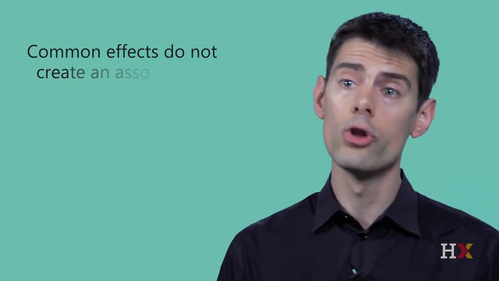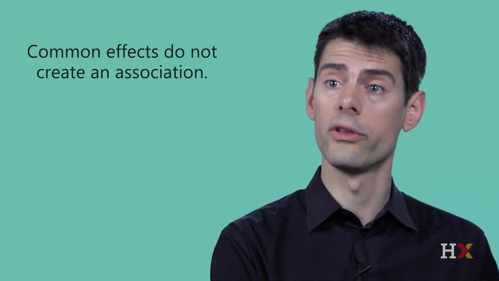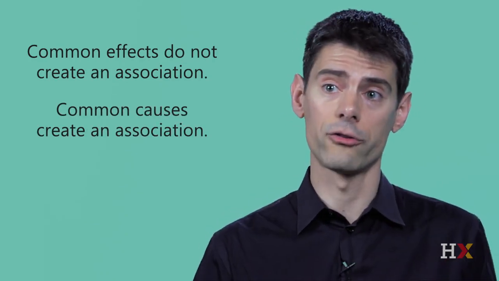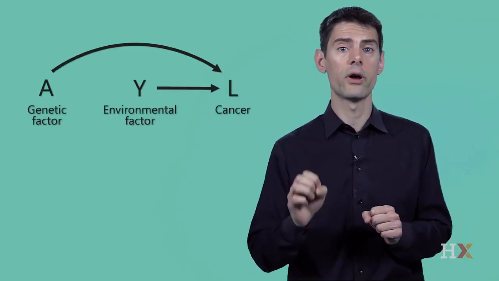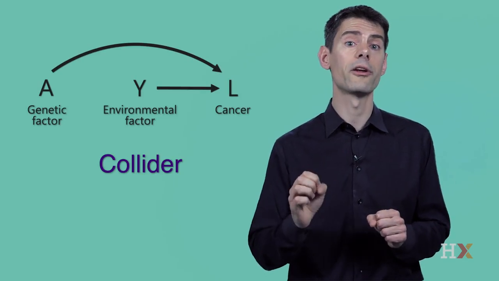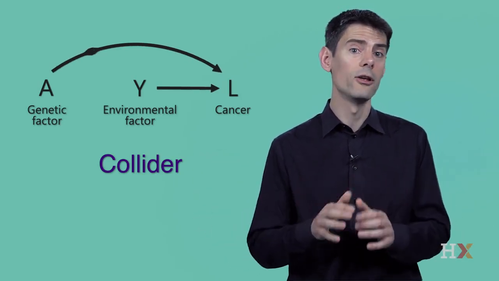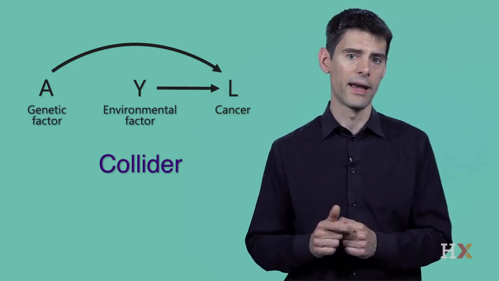More generally, a rule of graph theory is that common effects do not create an association. And that is in contrast with what we saw in the previous segment, when we saw that common causes create association. By the way, the common effect L is referred to as a collider. A collider because two arrowheads collide into it. Informally, colliders block the flow of association along the path that they lie on.